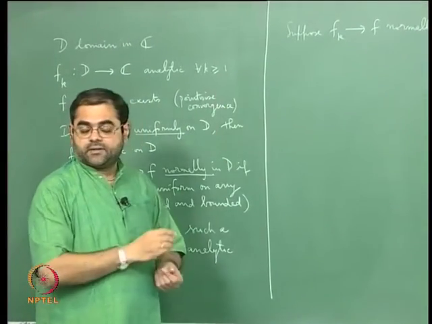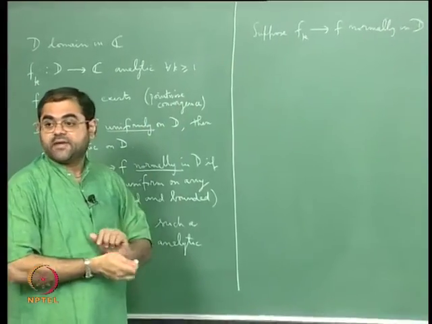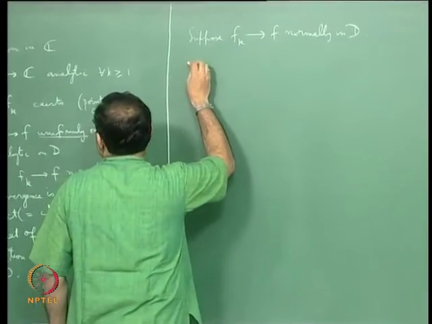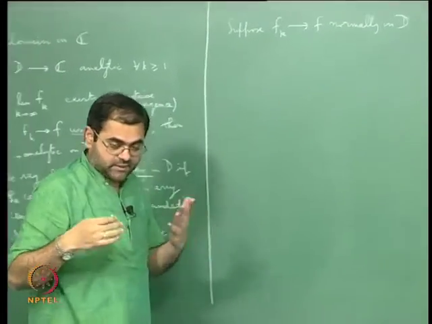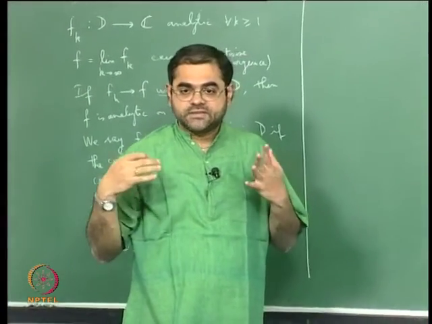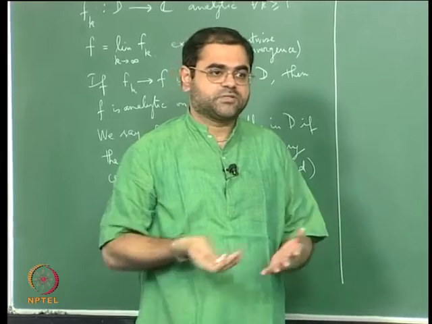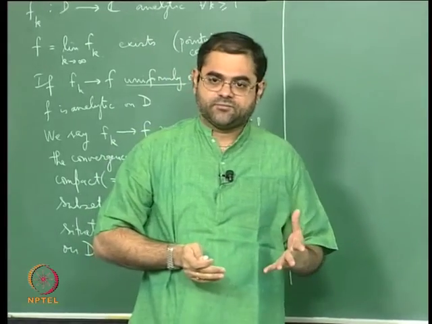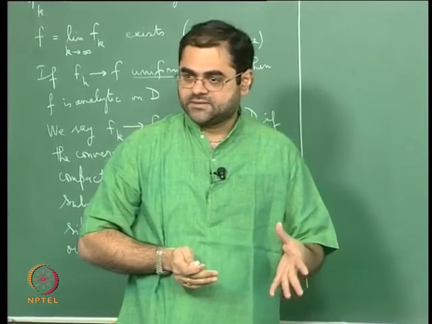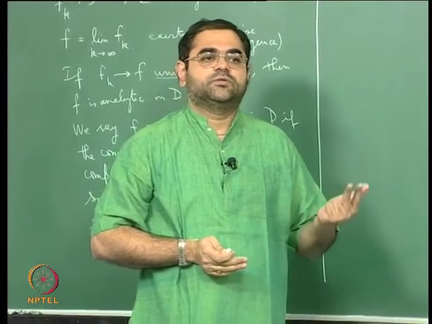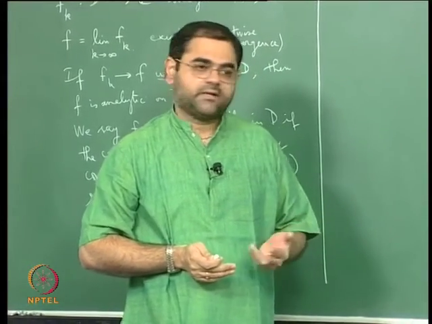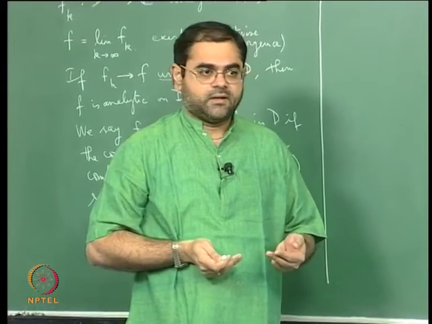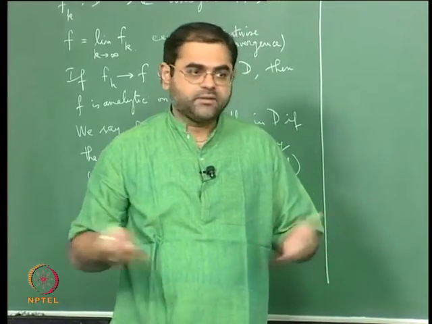Now, given of course that each fk is analytic, how do I show f is analytic? Just think about it. If you want to show a function is analytic there are many ways. One is to show that it is differentiable at every point, which means you have to calculate the derivative at every point and show that it exists. The other way is to write out the Cauchy-Riemann equations and check that they are valid, and also check that the first partial derivatives which satisfy them are continuous.